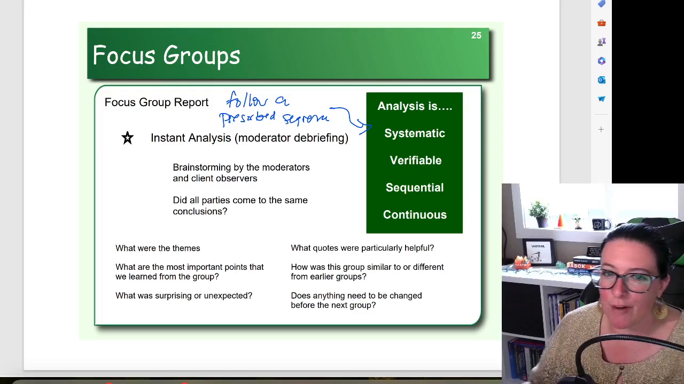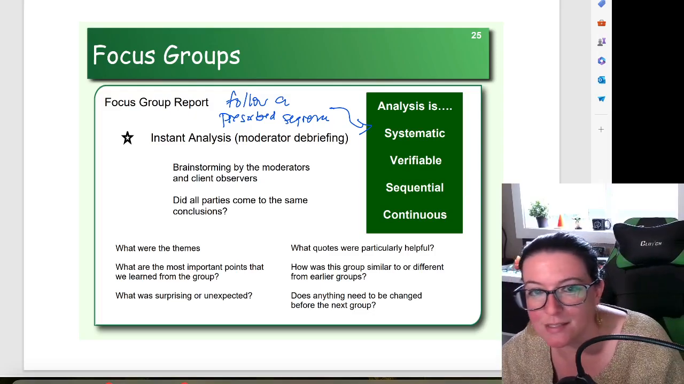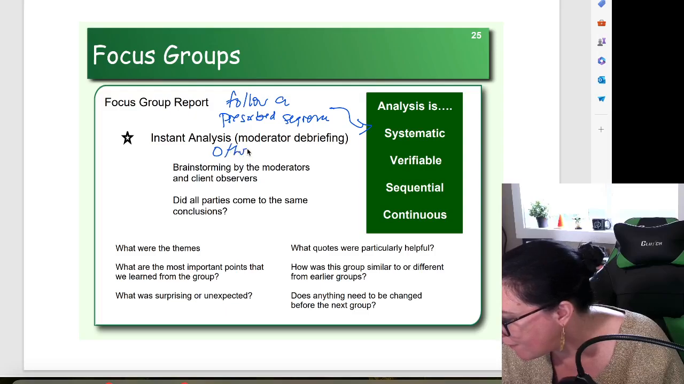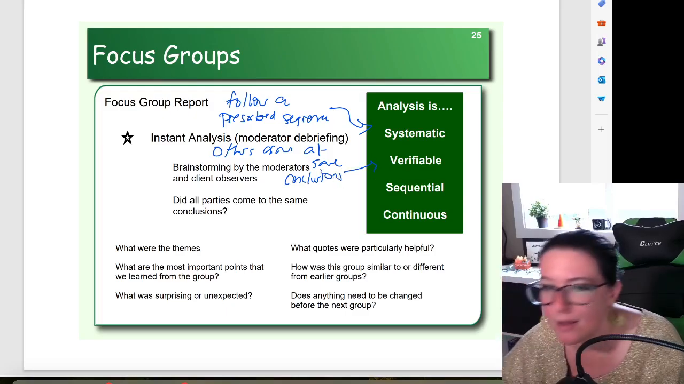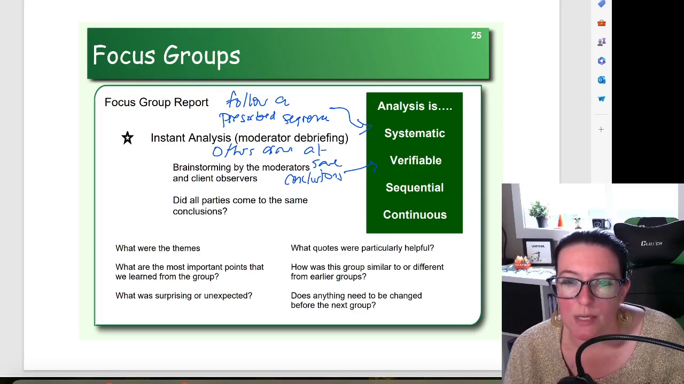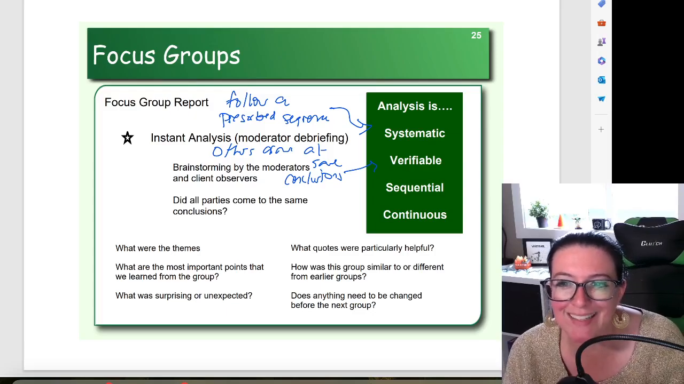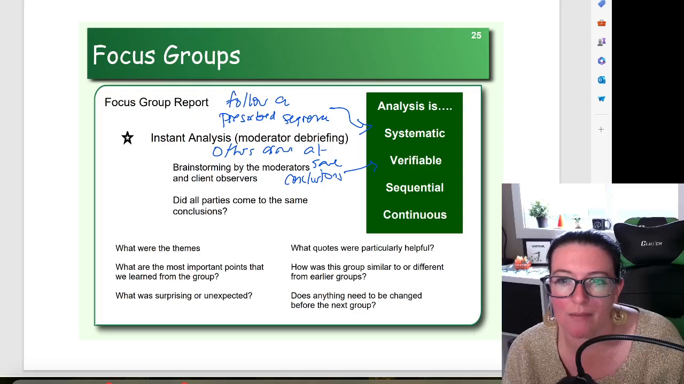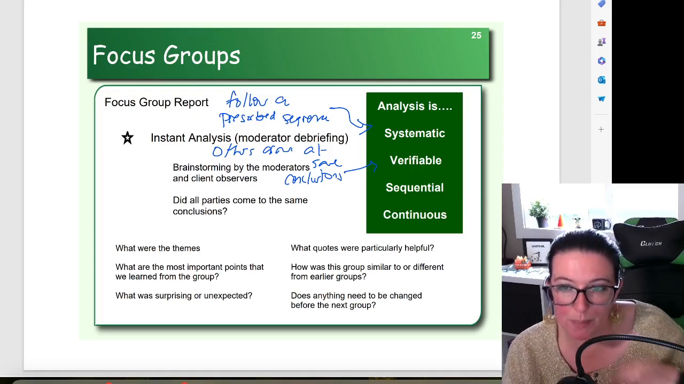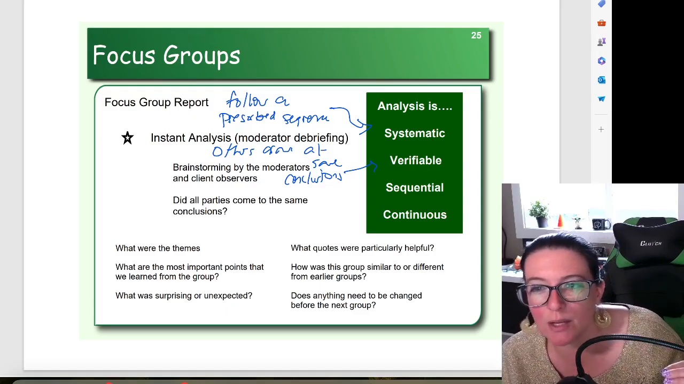Okay, then we need verifiable. And verifiable means that others would arrive at the same conclusions. So by following that prescribed sequence, by having the rest of our moderator team brainstorm immediately after to make sure they all came to the same kind of conclusions, we are increasing the verifiability of our results, that other people who were in the room drew the same conclusions.